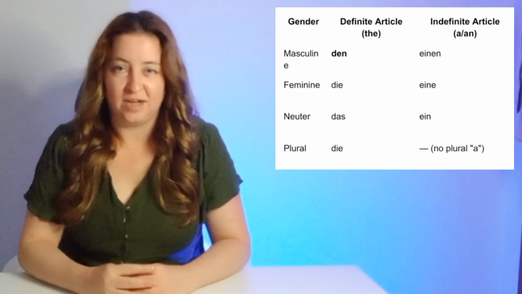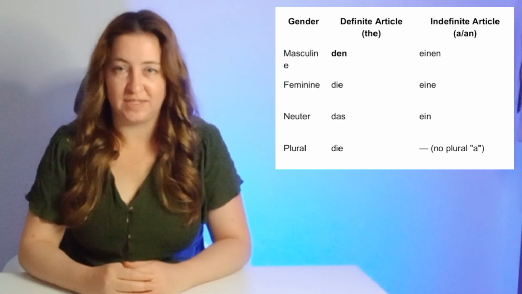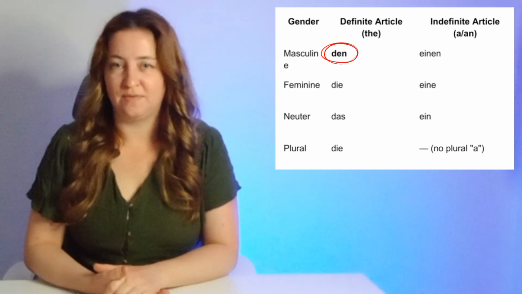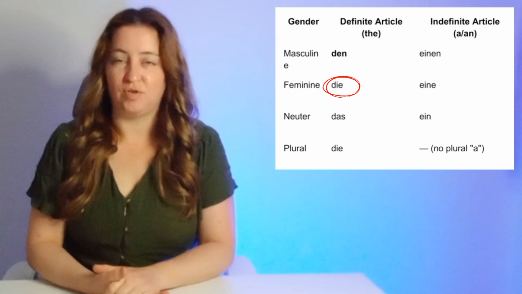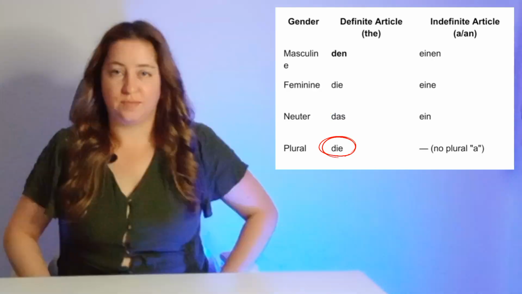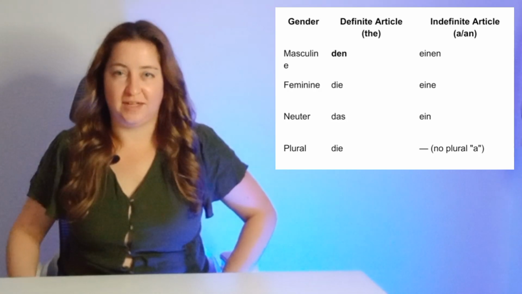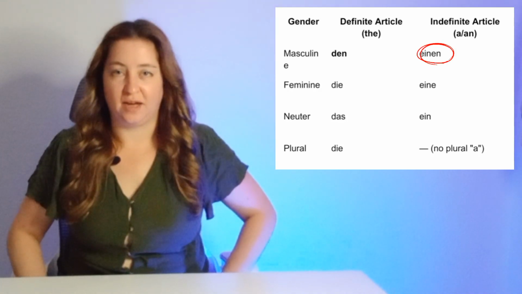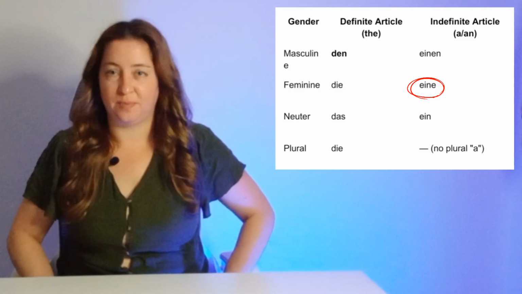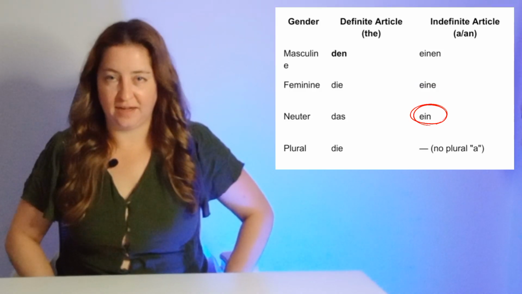Only masculine nouns change the article. Feminine, neuter, and plural articles stay the same. We have masculine den, feminine die, neuter das, and plural die. And for the indefinite articles, only the masculine changes as well from ein to einen. Feminine remains eine, and neuter, ein.